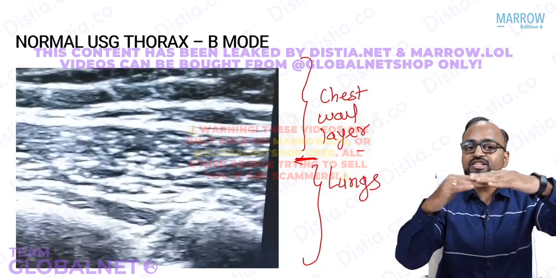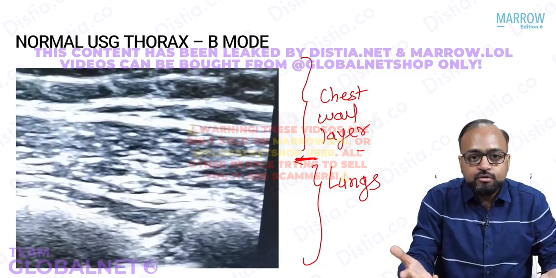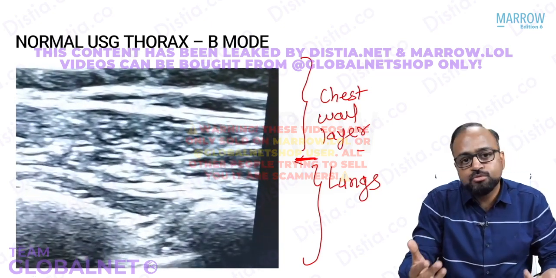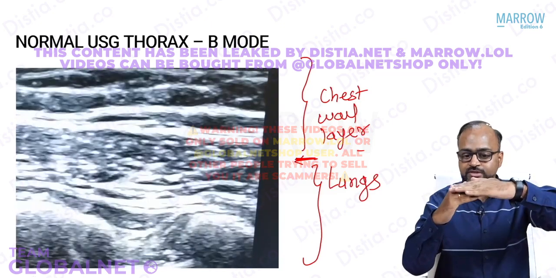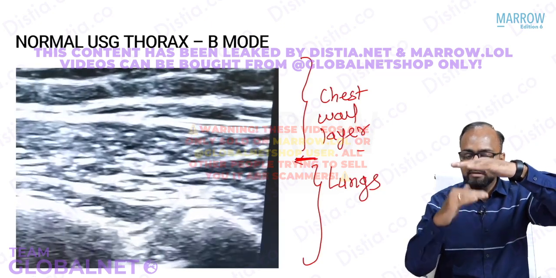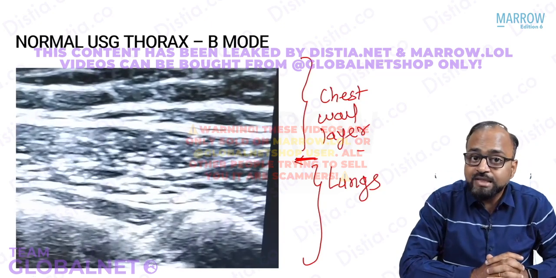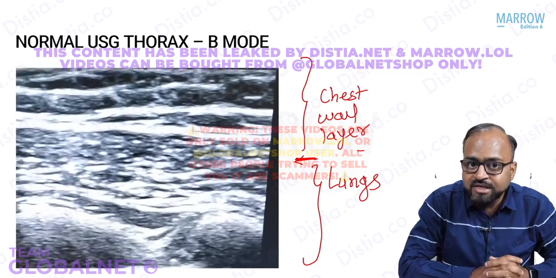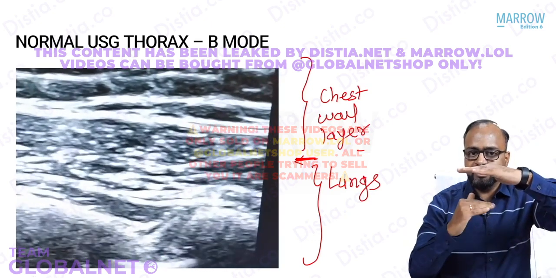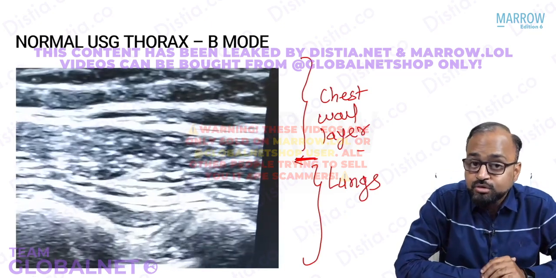This is called pleural sliding that you are able to see in this video, and this is a feature of normal USG thorax. Now tell me, what will happen if there is pneumothorax? If there is pneumothorax, the visceral and parietal pleura will be separated. The area between the visceral and parietal pleura will be filled up with what? It will be filled up with air. So the appearance will remain the same. But tell me, in pneumothorax, will this air between the visceral and parietal pleura move up and down with inspiration and expiration? No.